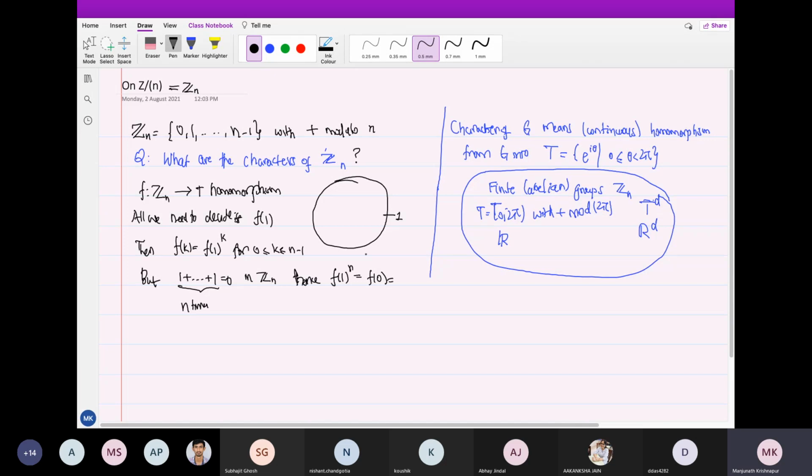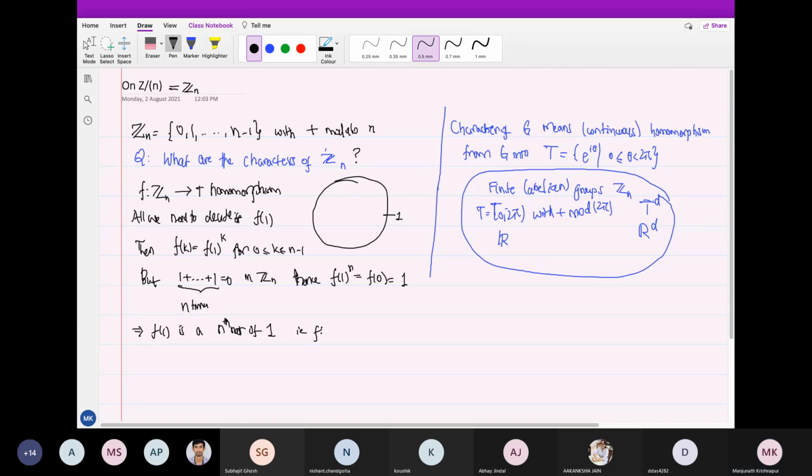F of 0 is anyway going to be 1. I mean, you can see it here. All homomorphisms anyway have to take identity to identity. So F of 0 has to be 1. So what this shows is that F of 1 is an nth root of 1. So it is one of the n roots of 1. So what are the n roots of 1?